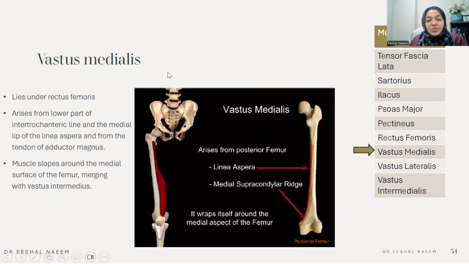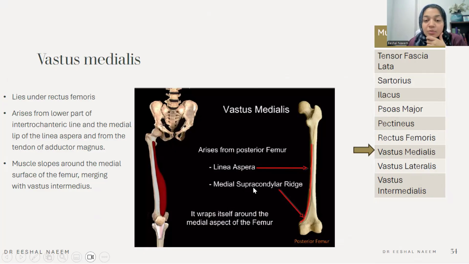Moving on, we have the vastus medialis. It's right next to the lateralis. It lies under the rectus femoris and arises from the lower part of the intertrochanteric line. I told you that the greater trochanter and the lesser trochanter of the femur are connected anteriorly by the intertrochanteric line and posteriorly by the crest. So it arises from the lower part of the intertrochanteric line, the medial lip of the linea aspera, and from the tendon of the adductor magnus. All these three give origin to the vastus medialis.